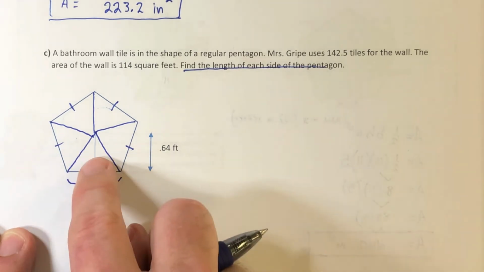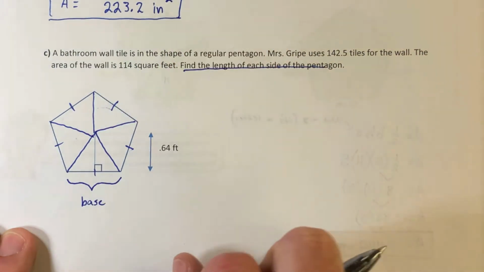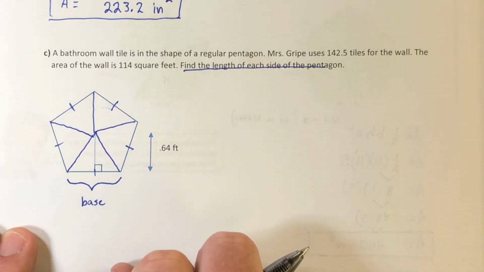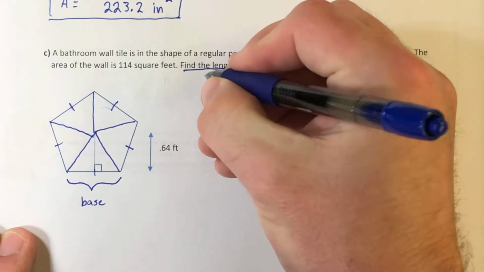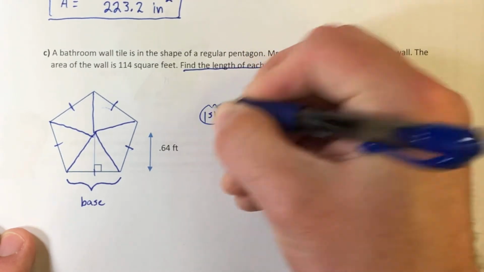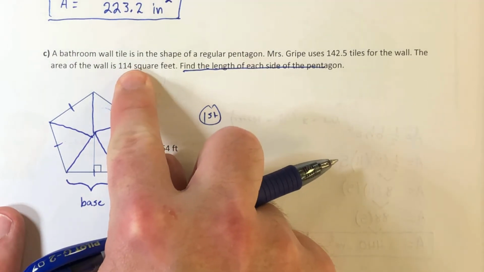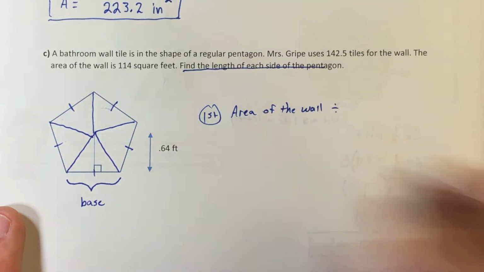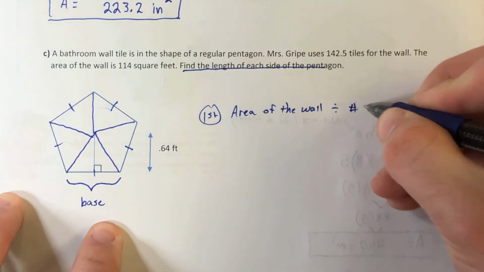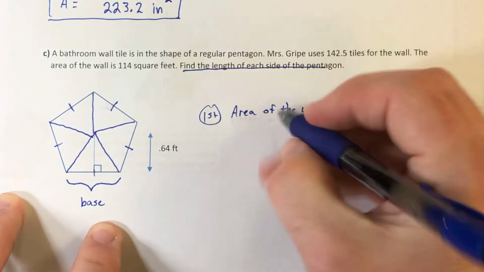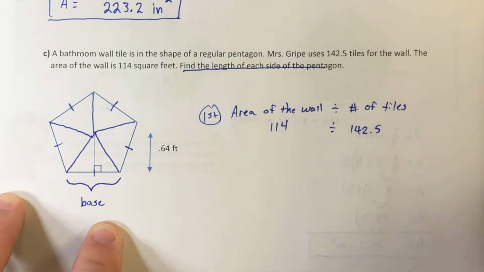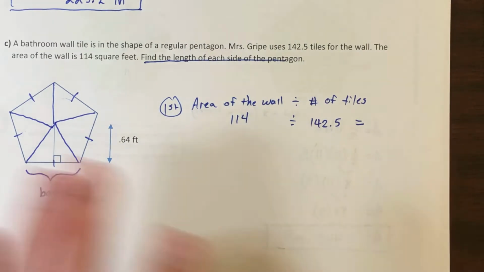Now, if I want the base, I'm going to need other information, such as the height of the triangle, and I'm going to need the area of this whole tile right here. If I don't have the area of that tile, I can't really do anything. So how am I going to find the area of one wall tile? Well, it tells me the area of the whole wall. So our first step is to find the area of one tile by taking the area of the whole wall and dividing it by how many tiles are on the wall. So, what's the area of the wall? 114 square feet. How many tiles are there? She covered it in 142 and a half tiles. So, 114 divided by 142.5.